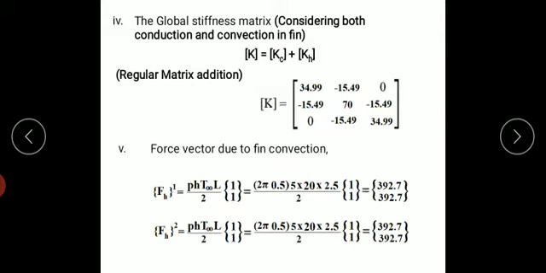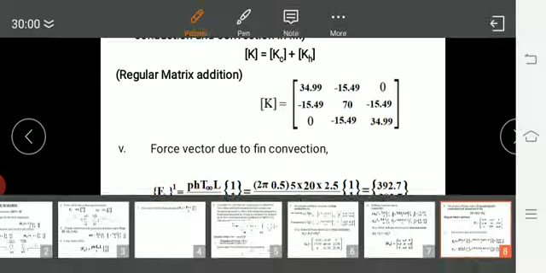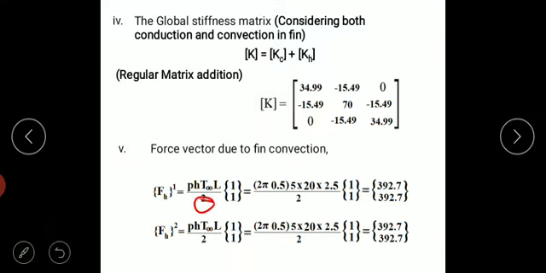So here, in the last problem, instead of 2 I wrote 6. A small mistake had been made by me, so I am rectifying that. So the force vector due to the fin is PhT infinity L by 2. If I substitute these values I'll get a vector. Here also the force vectors are both the same, because I am considering a single fin and dividing it into 2, so I'll get two elements the same.